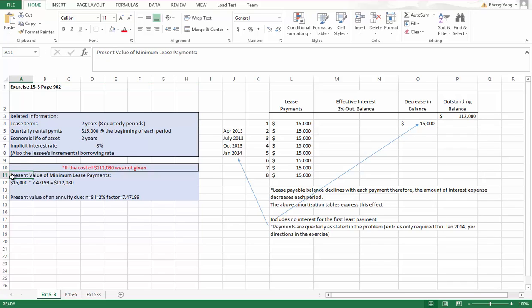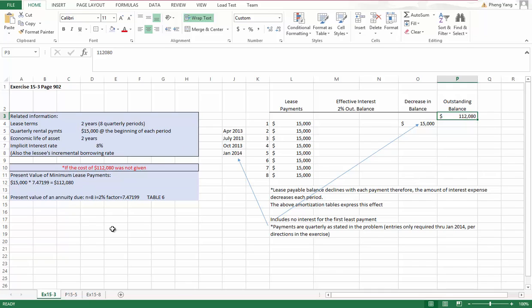Then you would make this calculation. Okay, right here. And this is table, let me just put that in here. This is table 6. There we go. But because it was given, that's what we're going to use here.